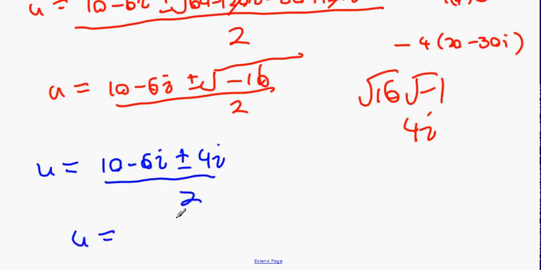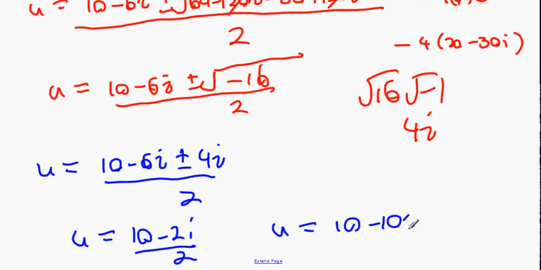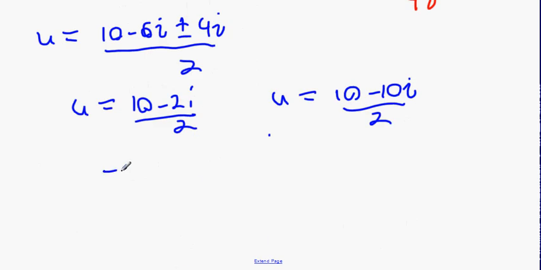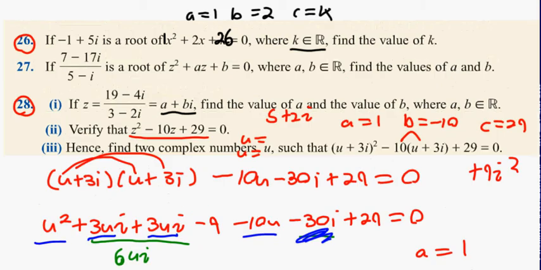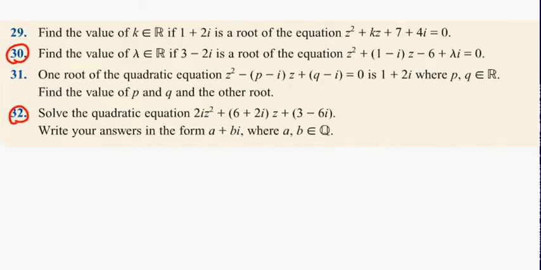Then u is going to equal either 10, so minus 6 plus 4 is minus 2i over 2. And then the other one, u, is going to be 10 minus 10i, because minus 6 minus 4i is minus 10i over 2. Then finally what you get is 5 minus i, or 5 minus 5i. So there's our two answers there. Okay, so that is 28.